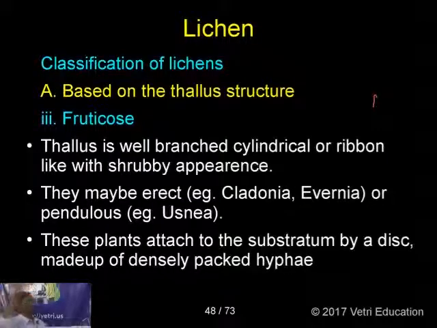Next, fruticose lichen. The thallus is well branched, cylindrical, ribbon-like with a shrubby appearance, looking like a small plant. So it is well branched, cylindrical, or ribbon-like with a shrubby appearance. They may be erect, like Cladonia, or they may be pendulous, hanging, for example Usnea. These plants attach to the substratum by a disc-like structure made up of densely packed hyphae.